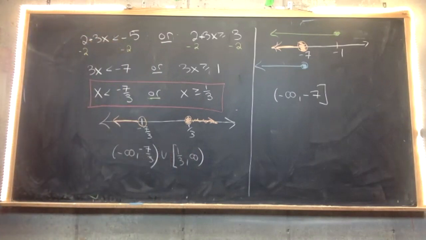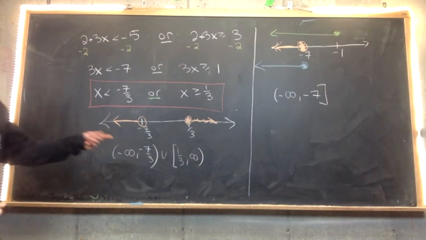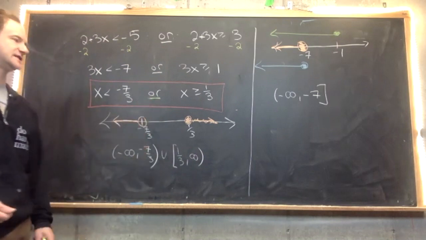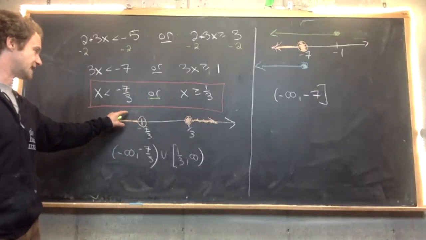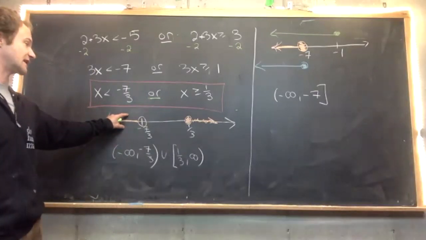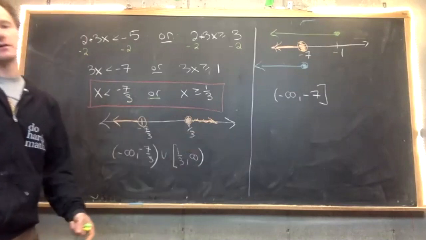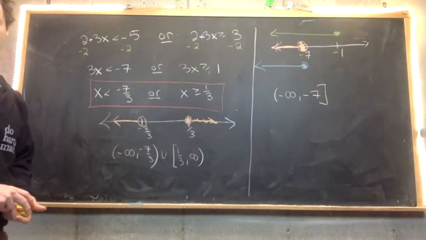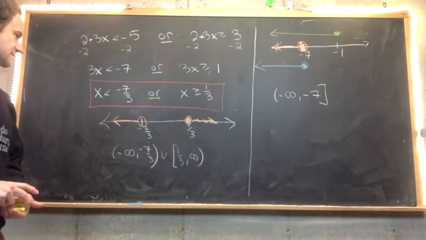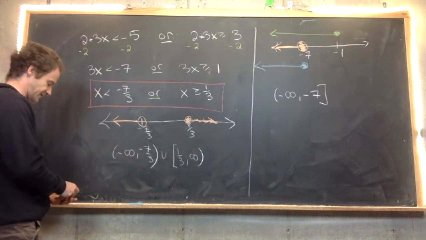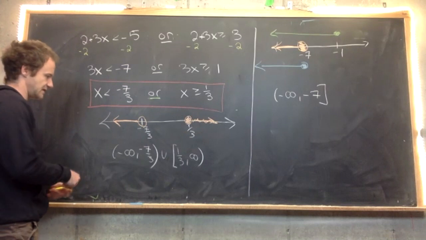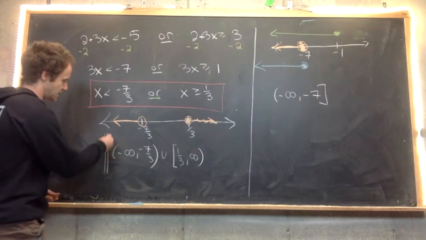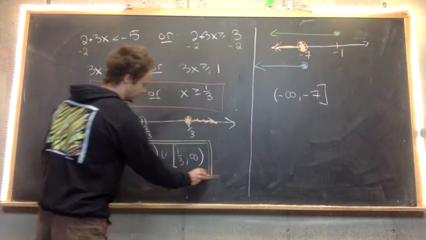Okay. But let's just say there was an and here instead of an or, then there would be no solution because there are no numbers that are less than -7/3 and bigger than 1/3, but the or makes it possible in this case. So this would be like your final answer. And interval notation would be this stuff right here. It is a union of these two intervals.